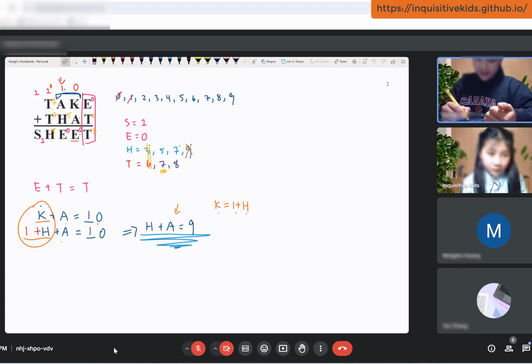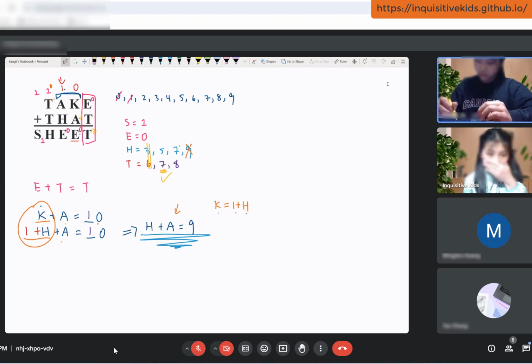And then this a over here must equal a 4 in the hundreds place, here as well. And then k would equal 6. And yes, this does work out. But we still have to test the final solution.